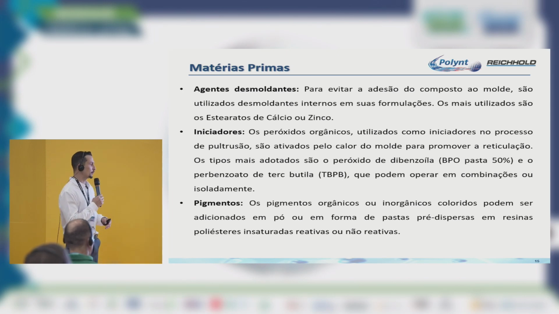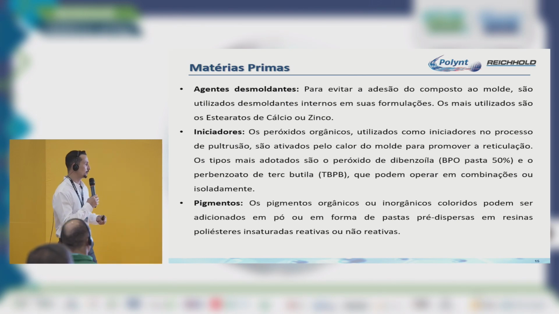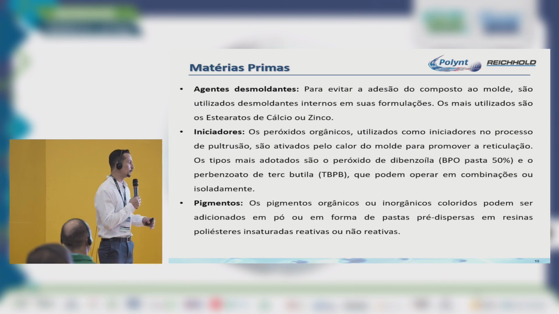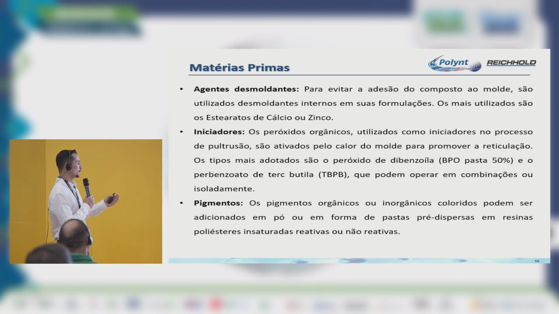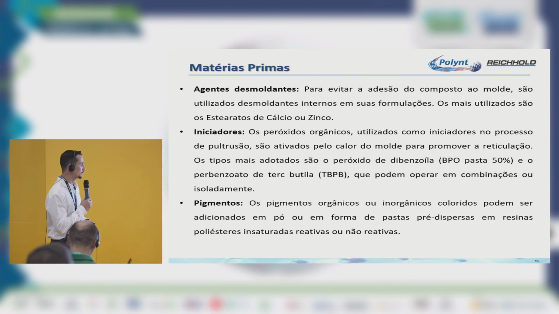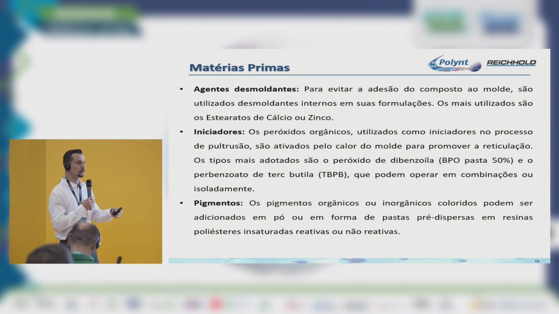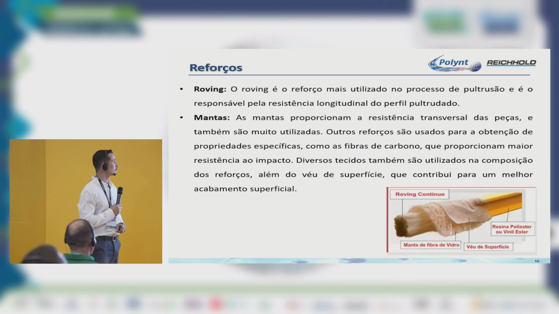For pigments, both organic and inorganic colored pigments can be used. We work only with organic pigments, which are free of heavy metals like lead, and they can be used either as powders or pre-dispersed pastes or vinyl esters, and they can be reactive or non-reactive.